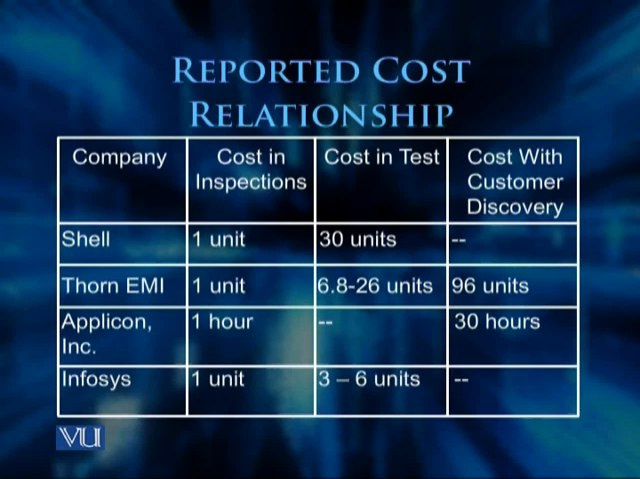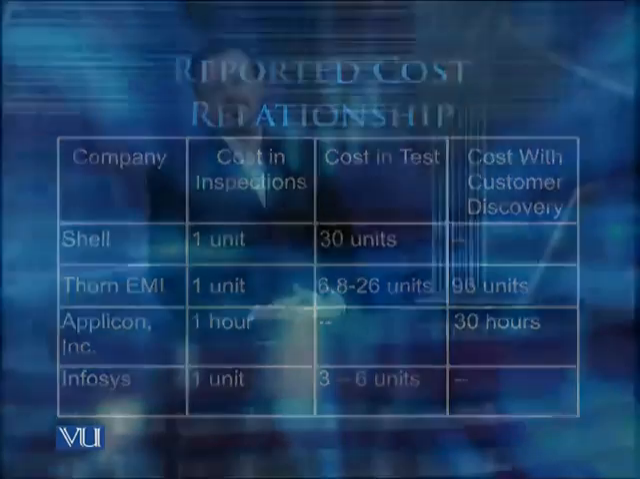With Applicon Incorporated we have 1 hour time for finding defects if we are using inspections. They have not reported the time spent if they are using software testing, but they have reported time for software defect discovery if the customers find it, or in maintenance it takes 30 hours. For Infosys, the numbers are better. For cost in inspection it's 1 unit. For cost in test it's 3 to 6 units. So these are very interesting data sets.